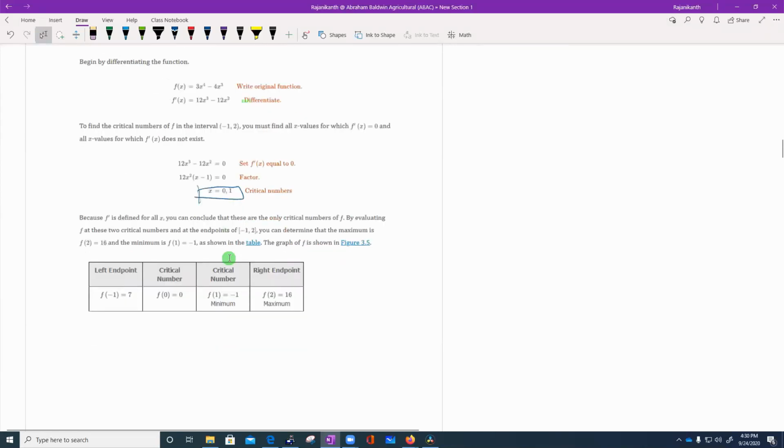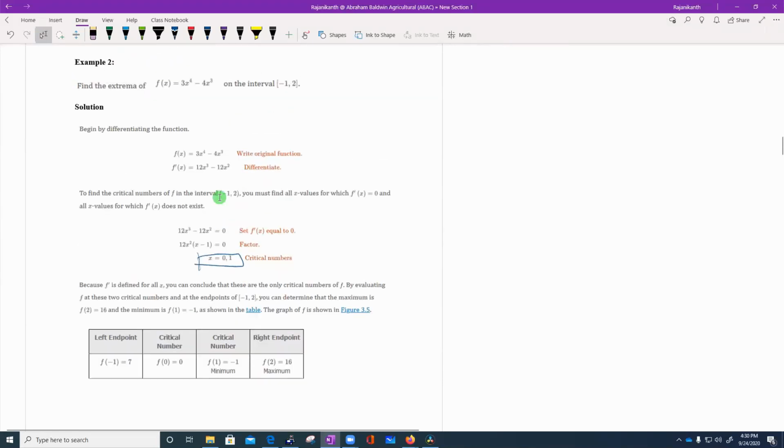Why did you set the 12x squared to x minus 1? Say it again. Why did you set the 12x squared to x minus 1? Oh, factor. Okay, yeah. They are factoring. Yes, the simplification and finding x values. Yes, sir. Okay.